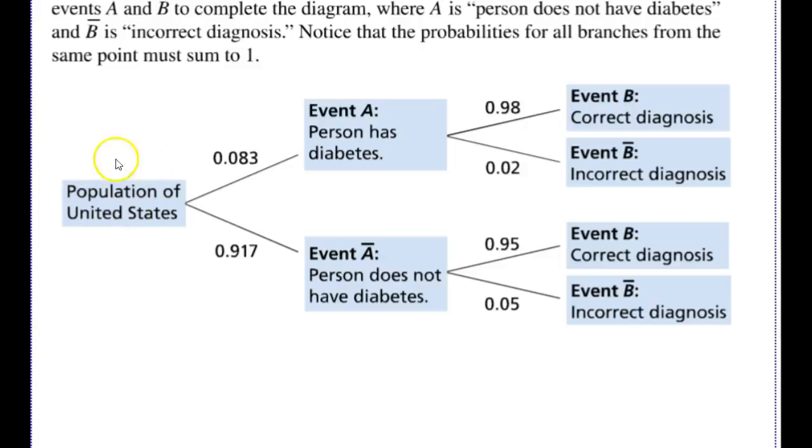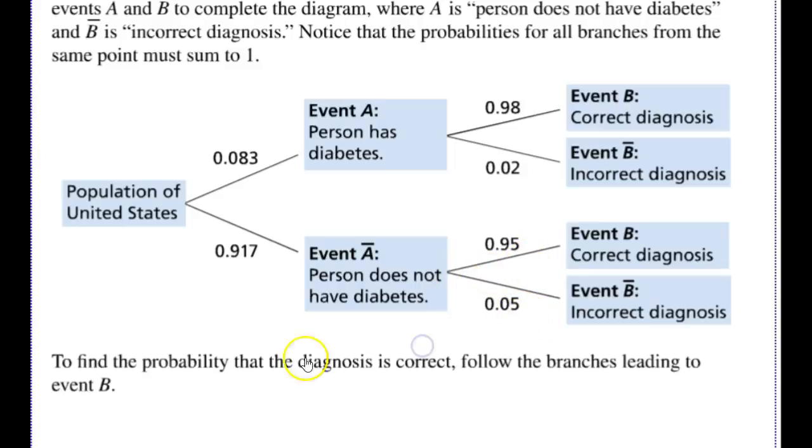Okay, so let's look here. The population of the United States is where we started. And I was told that we have a 0.917 that this person does not have diabetes, right? Because 8.3% do. So I can turn all of these into decimals. Then I was told if the person does have diabetes, there was a 98% chance of a correct diagnosis, which means a 2% incorrect diagnosis. And if the person does not have diabetes, there was a 95% chance of a correct diagnosis, and then 5% for an incorrect diagnosis.